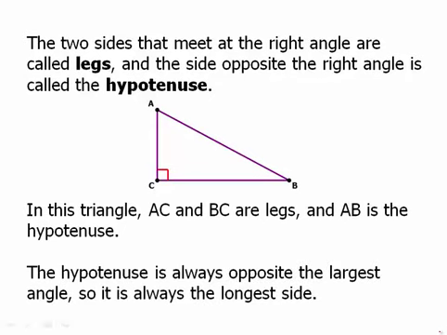The hypotenuse is always opposite the largest angle. The 90-degree angle is always going to be the largest angle. And so the hypotenuse is always the longest side of a right triangle.